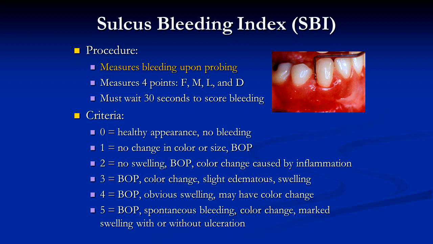And here's the criteria. It's not a 0 to 3 range. It's actually a 0 to 5 range here. So you're going to look at whether there's BOP, and also whether there are color changes, swelling, and some ulceration. So if there's a lot of bleeding, if the gingiva is really red, a lot of swelling, maybe some ulcerations, then you would score that as a 5.